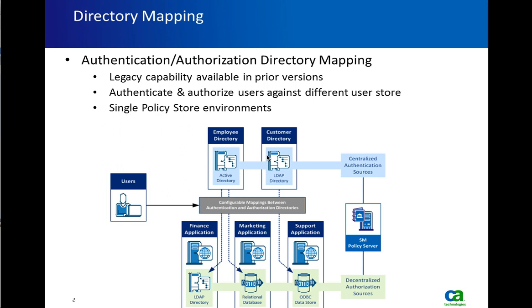Authentication and authorization mapping has been around for quite some time. This legacy capability was introduced in prior versions of SiteMinder that allows an organization to authenticate users against one directory, let's say a centralized corporate LDAP server, and authorize those users against a different dataset, such as a database. This feature remains very useful for organizations with a SiteMinder environment that use a centralized policy store and authentication store, yet have business units with their own authorization stores.